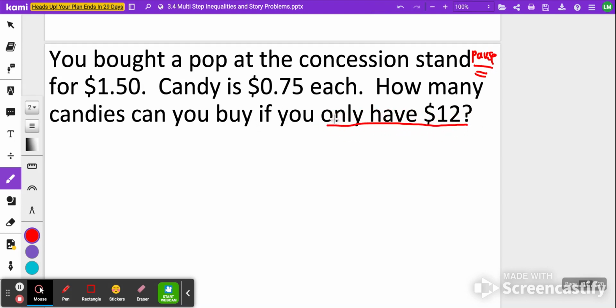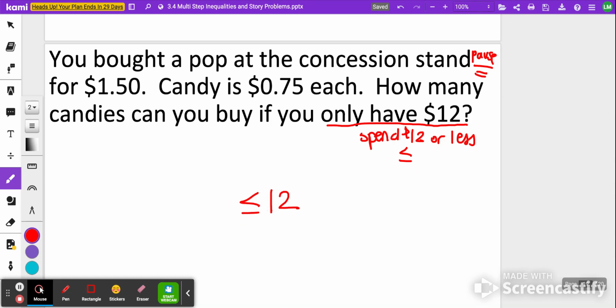Now, I didn't give you the key phrase of at least or at most, but you should understand if you have $12 in your pocket, what are all the opportunities and what are all the ways that you can spend that? If I only have $12, that means I can spend $12 or less. So that means I need to see the less than or equal to symbol and then the number 12. Okay?